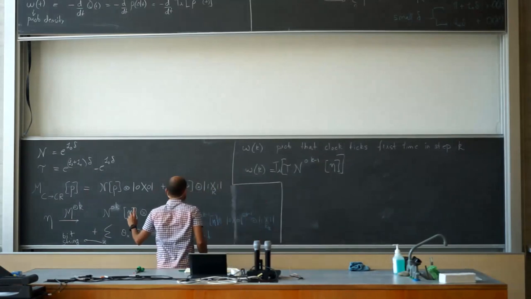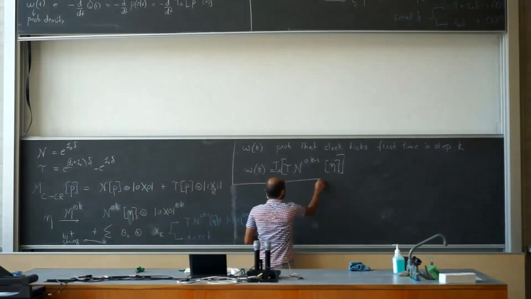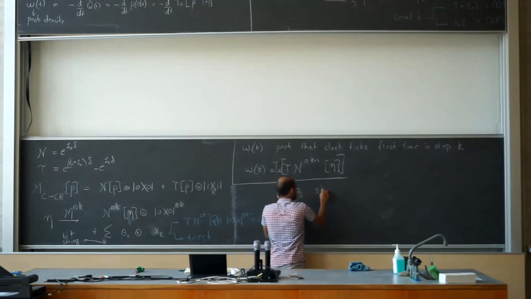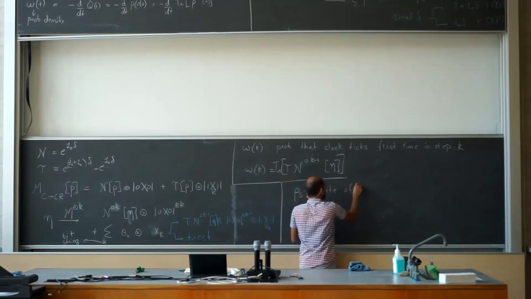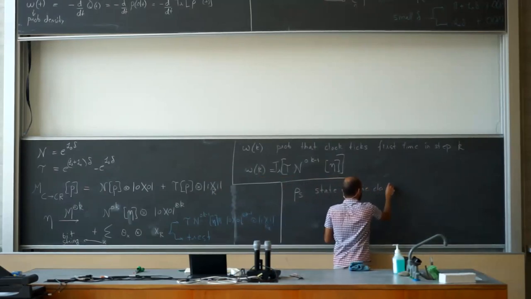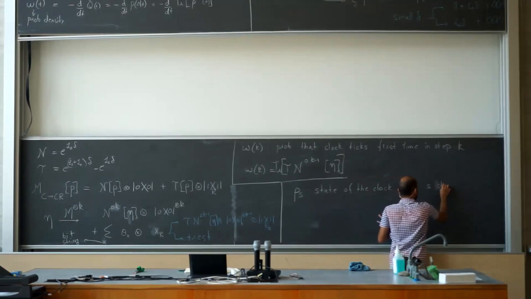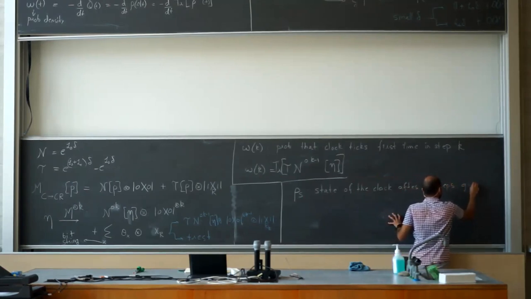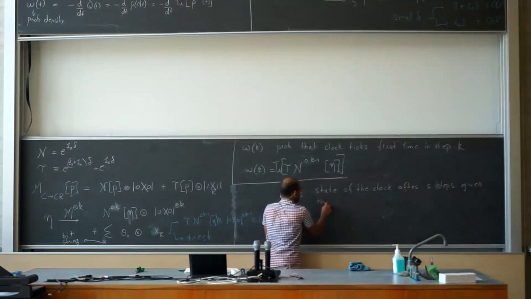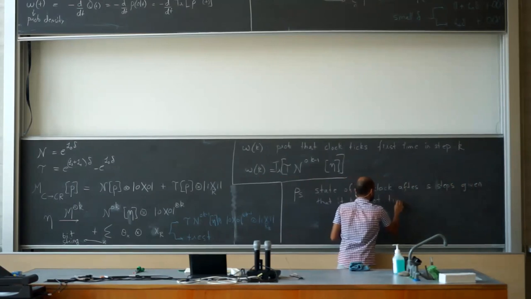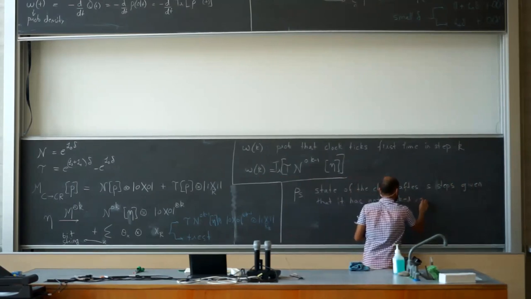Okay. And so this is omega k. And the last thing I want to define before I get to the proof is the following. I want to call by rho s the state of the clock after s steps given that it has not ticked yet.